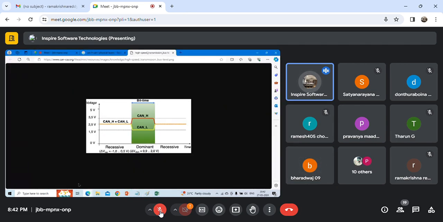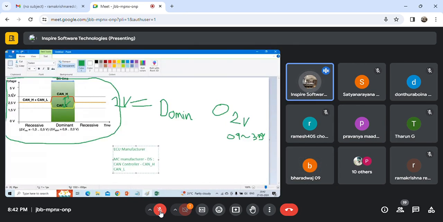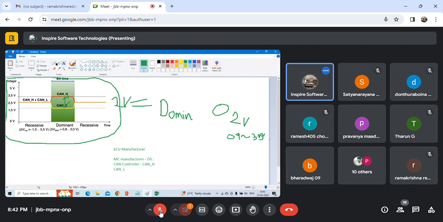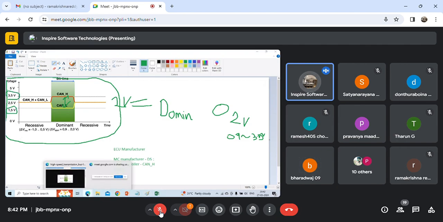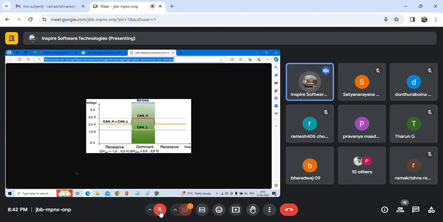Yes, it is manufacturer specific, but generally they will be in the range of 3.5 to 1.5.